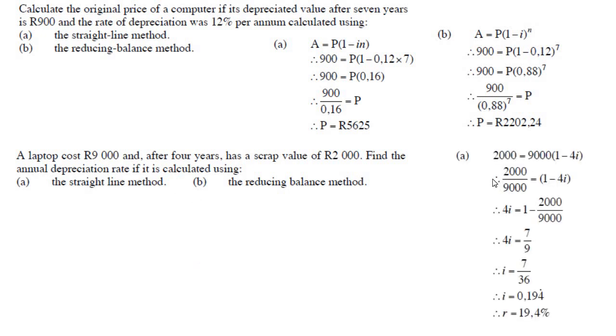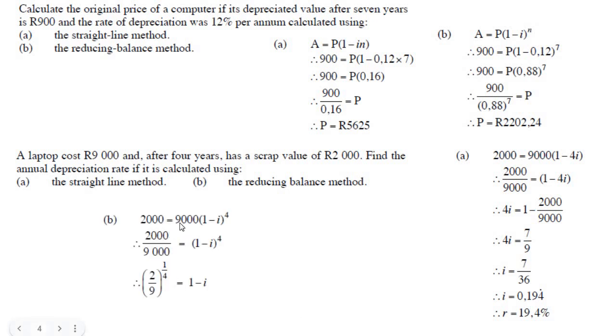So there's 2,000 at the end, 9,000 at the beginning. It's 4i. You divide 2,000 by 9,000. It just equals 2 over 9. And you go 1 minus 2 over 9, and you've got minus 4i here. So you add 4i. 1 minus 2 over 9 is 7 over 9. Divide by 4. 7 divided by 9 gives you this on a calculator. That's 19.4%.